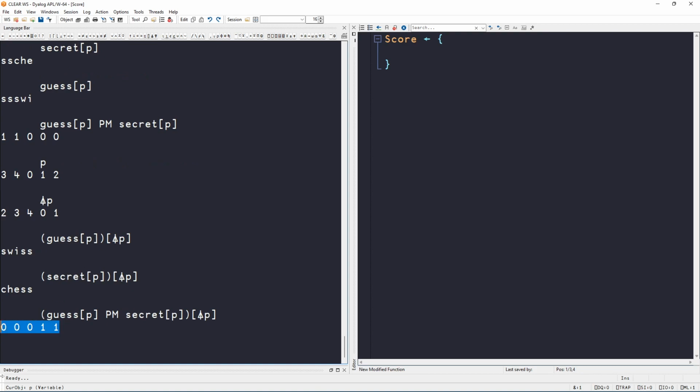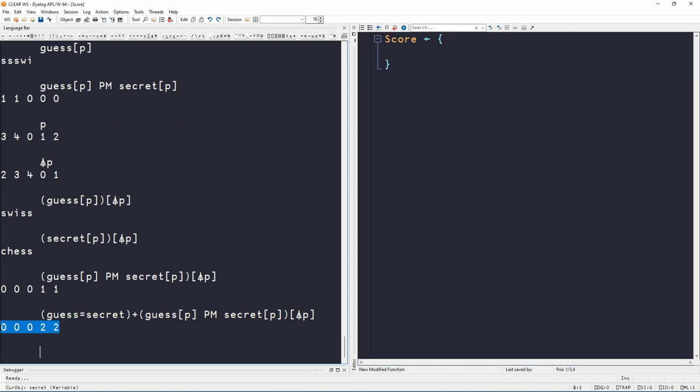Right? So this is our solution. This is the right portion of the solution to create the score, and then we just need to add the secret equals the guess. And this gives me the correct score. Now, we need to write this in here.